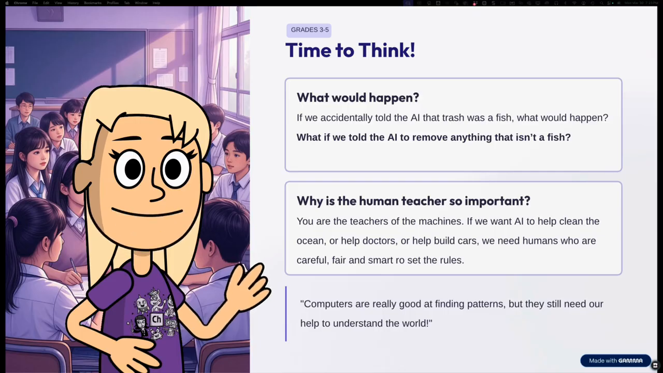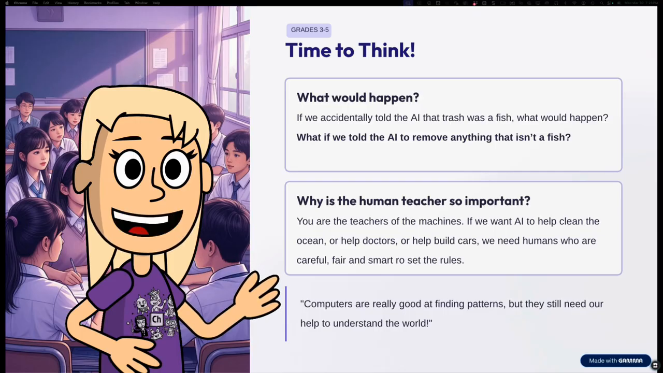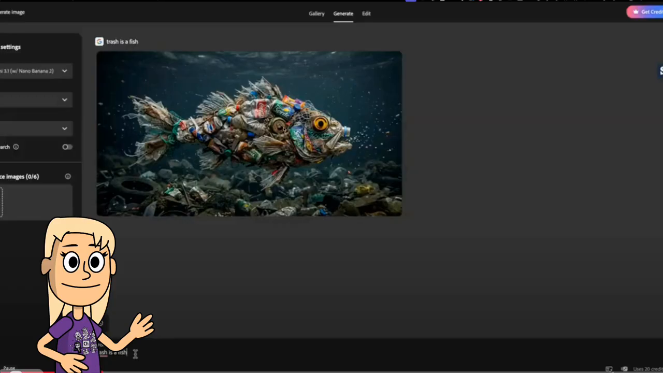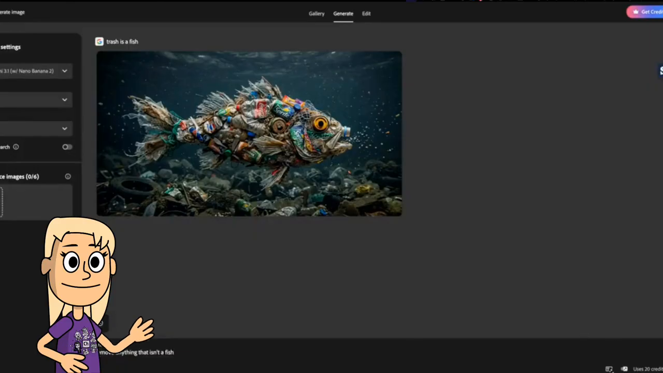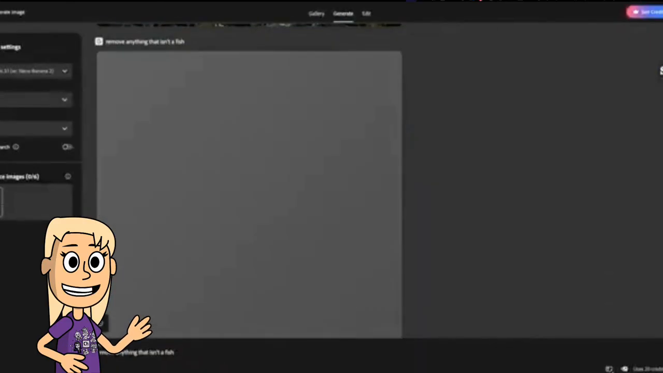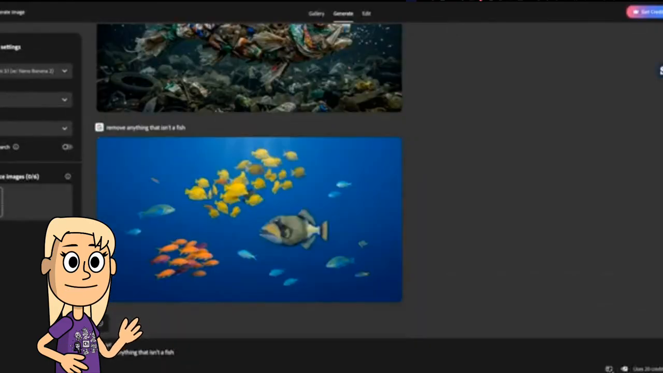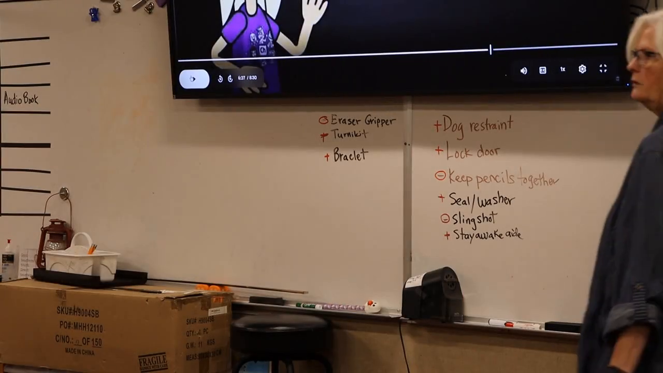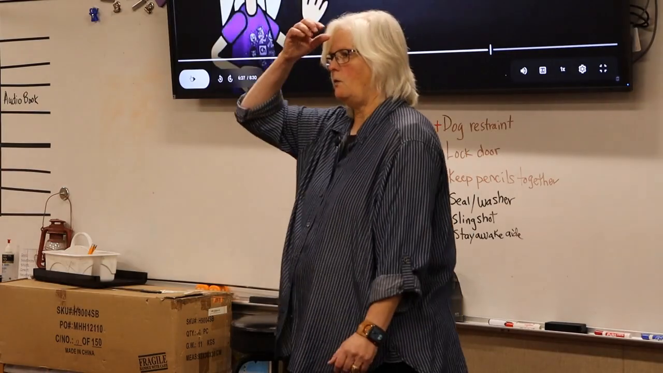Now, let's move forward and take a look at what would happen if we told the same AI to remove all the trash. Do you think it's going to work? Did the AI learn? Well, yes, it did. So, did the AI learn from its mistakes? Yes. Why do you say that?